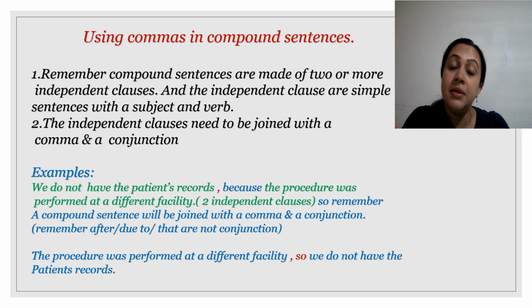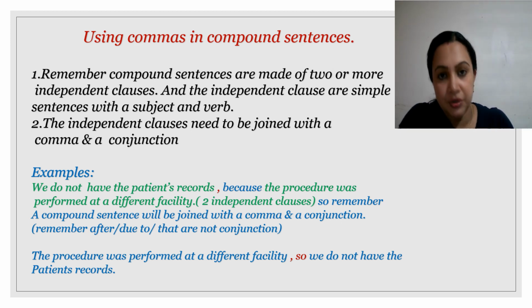These independent clauses will be simple sentences which carry a subject and a verb. So independent clauses need to be joined together with a comma, but along with that you need to use a conjunction. I hope that is clear. When you are writing a compound sentence, you need to use a comma followed by a conjunction. Examples are given. You can see the examples.